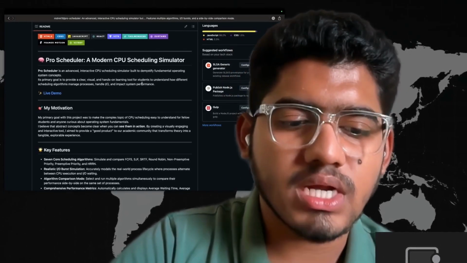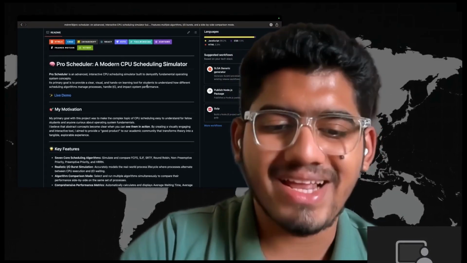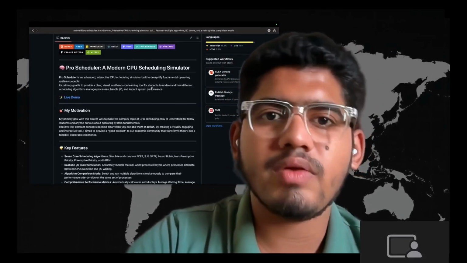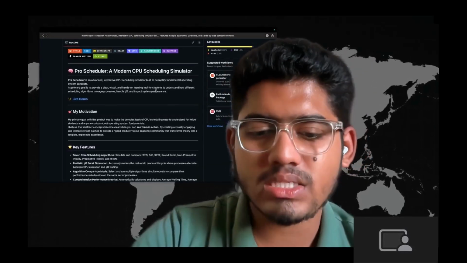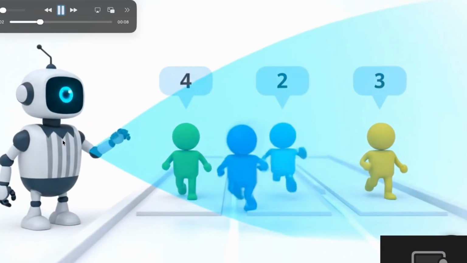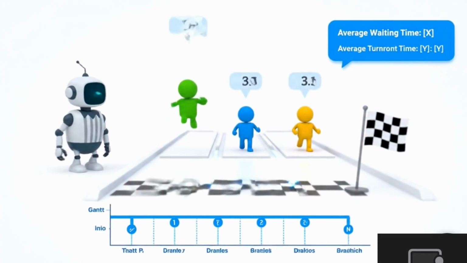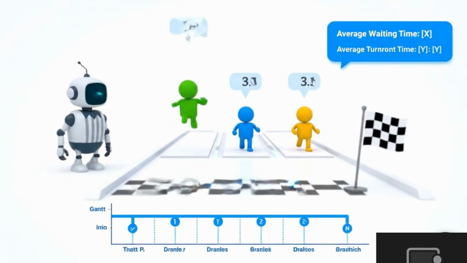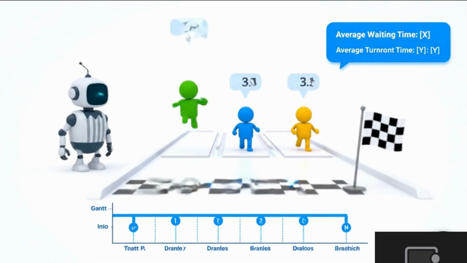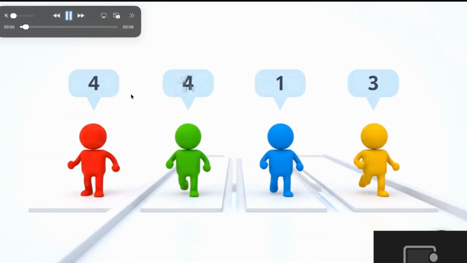I am Mohammed Naz, and I will be talking about the shortest job first CPU scheduling algorithm. To demonstrate it, I will be using a web application that I have built called ProScheduler. SJF is a non-preemptive algorithm, which means once the process starts, it runs to completion without interruption. Its logic is very simple. Whenever the CPU is free, it looks at all the processes waiting in the ready queue and picks the one with the shortest CPU burst time.